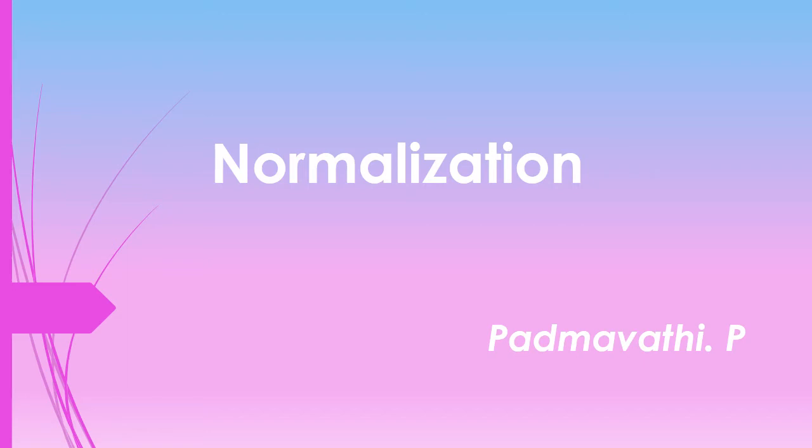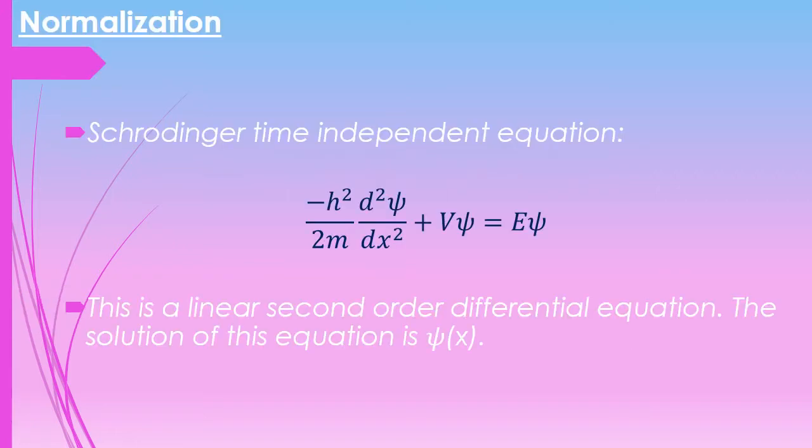Hello students, today we are going to discuss what normalization is, why we need to normalize the wave function, and how we can normalize the wave function. To begin, first we have to take the basic equation of quantum mechanics, that is the Schrödinger equation.